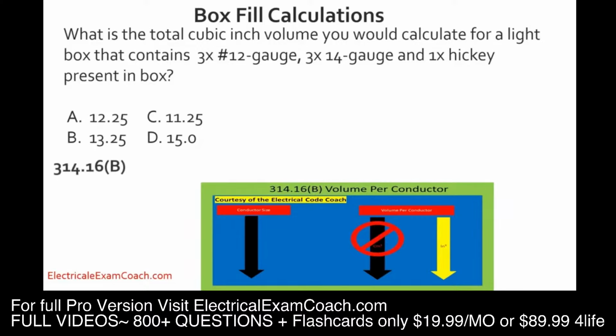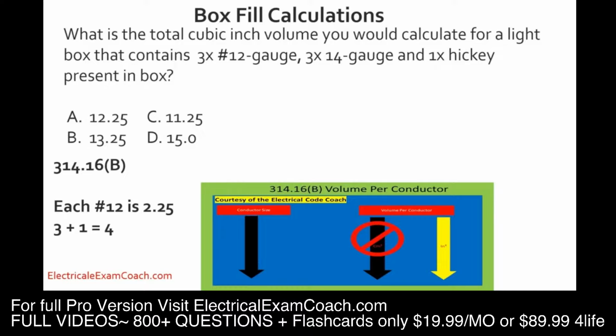We'll head to our table. We know that each 12 is 2.25. So you always deal with the largest conductors first. And the reason is because your fittings are likely going to be grouped with the largest conductors. We know that we have the 3 number 12s, but now we got to deal with our fittings. In this case, we have 1 hickey. Each hickey counts as 1 based off the largest conductor that's in the box. And what we're going to do is group it with the 12s.